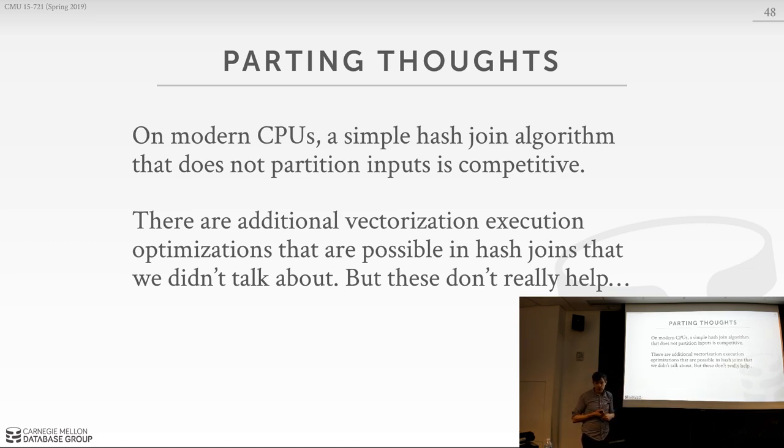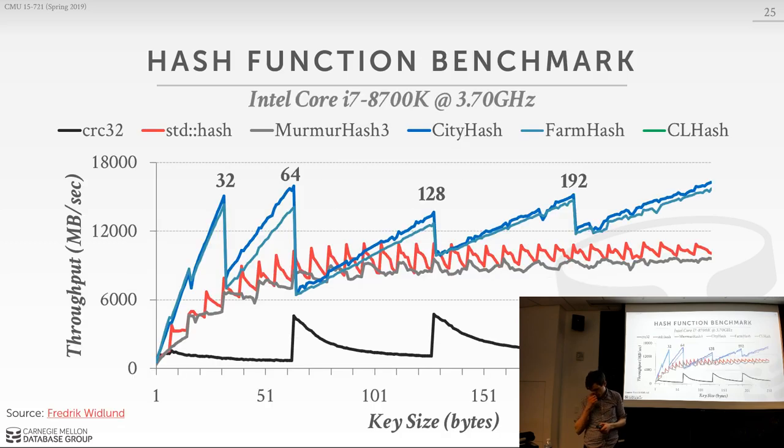Yes? For the hashing algorithms you looked at, it seems like a lot of your joins would be on really small byte widths, like say 8 bytes for a 64-bit key of some kind. Is there a reason for using those string-capable hashes rather than something simpler? Yeah. So his statement is, do I care about larger keys? Am I ever going to join on larger keys? You're almost never going to join on.